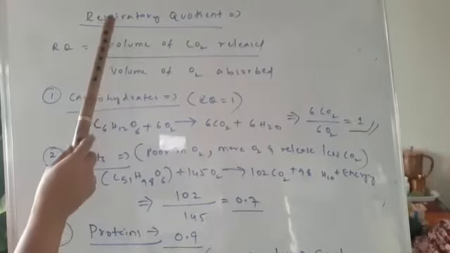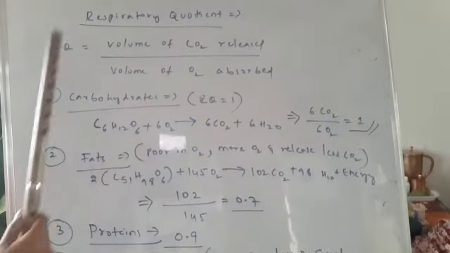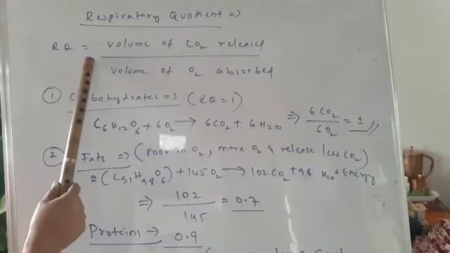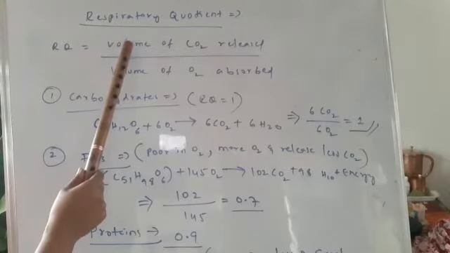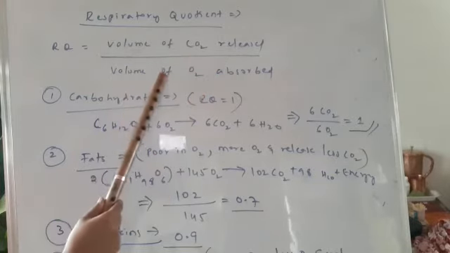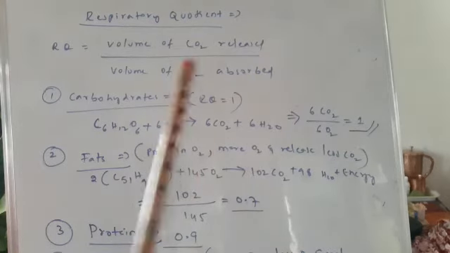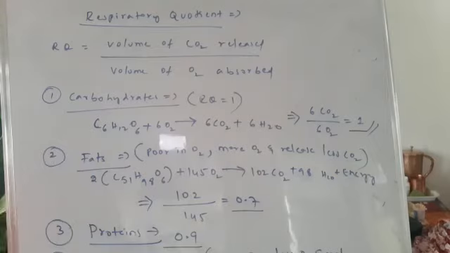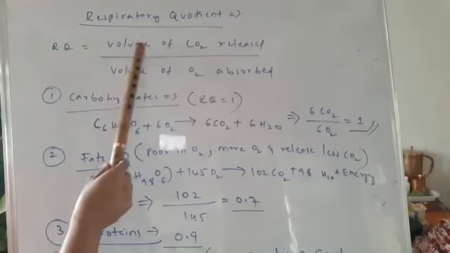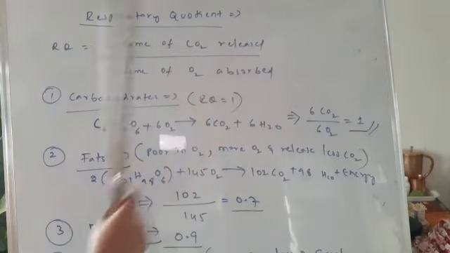In this class, we will discuss the respiratory quotient. It's also known as RQ. Now, what does RQ mean? RQ is the volume of CO2 released by the volume of oxygen absorbed during respiration. As we know, in aerobic respiration, oxygen is used and CO2 is released. So RQ means the volume of CO2 released to that of the volume of oxygen absorbed.